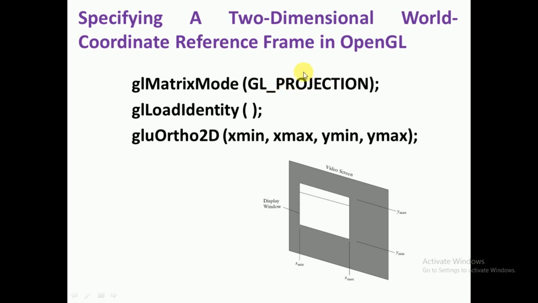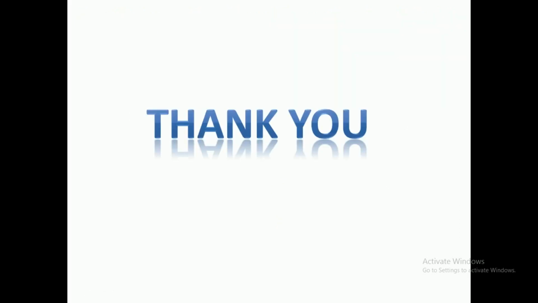If somebody has already used it, it may happen that the result of a previous program is stored in the projection matrix. Before using, you would like to clear it. That's why we load the identity matrix. Load identity matrix will clear the content already available. Once you clear, then load the new values, and those values you display here. In this way, we can set the two-dimensional world coordinate reference frame. Right? This is how to set the reference frame. Right? Thank you.